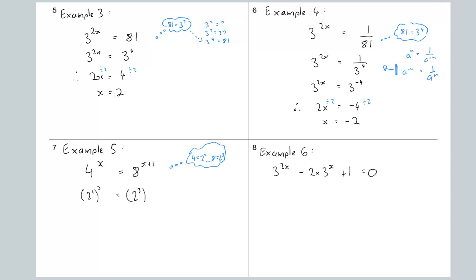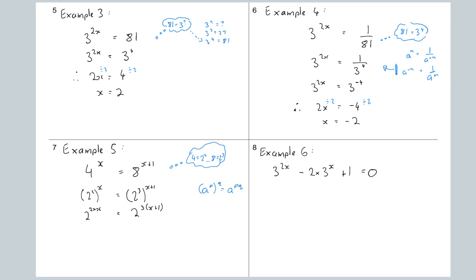And 4 was raised to the power of x. And 8 was raised to the power of x plus 1. Now, I'm going to take this slowly so you can see it. But some of these steps could be done in your head if you're happy to. Using this rule that we've learned already, which is a to the power of p to the power of q equals a to the power of p times q, I can say that 2 to the power of 2 to the power of x is 2 to the power of 2 times x. And on the right-hand side, I've got 2 to the power of 3 times x plus 1.